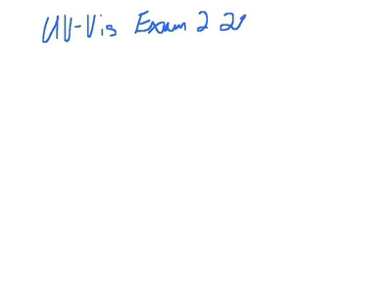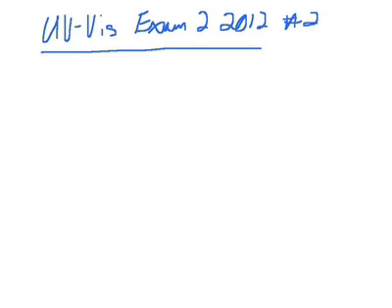Let's look at the UV-Vis questions from exam 2 from 2012. It is number 2. It's asking what kind of molecular structures are needed to make UV-Vis useful. So for UV-Vis, what do you need to have? You need to have pi bonds.